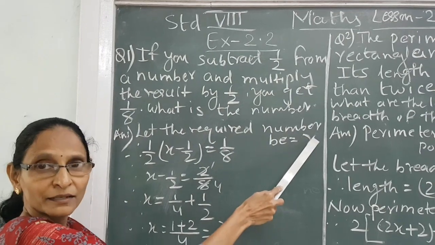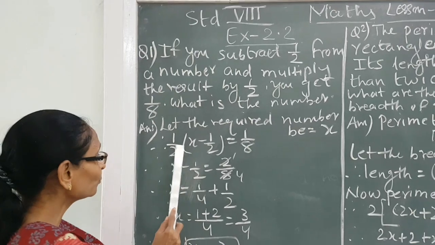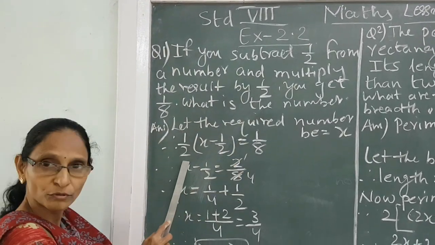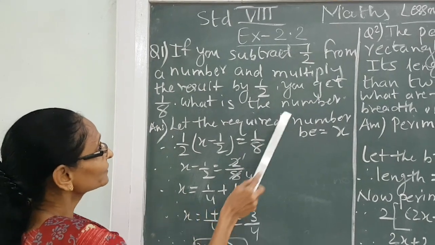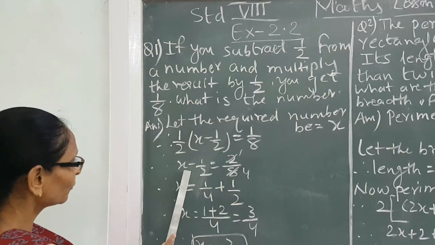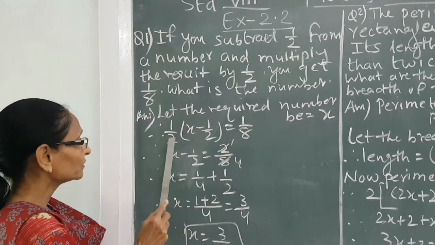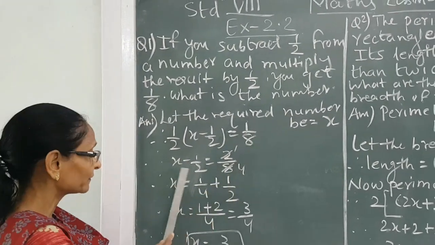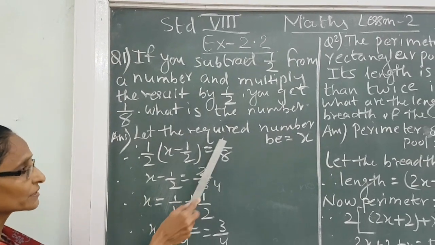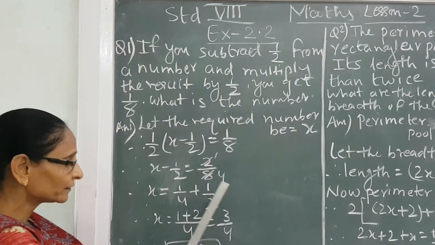What is our number? x. And you subtract 1/2, so this is x minus 1/2, and multiply the result by 1/2. So 1/2 (x minus 1/2) is equal to 1/8. Therefore this 2 we will take to the opposite side. Here it is divide, so it will be multiply. Therefore x minus 1/2 is equal to 2/8. This 2 I have moved to the opposite side. So 2 ones are 2, 2 fours are 8.